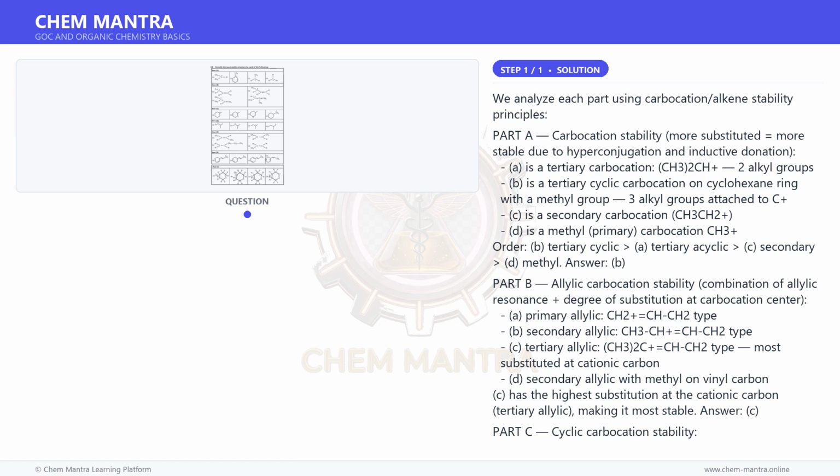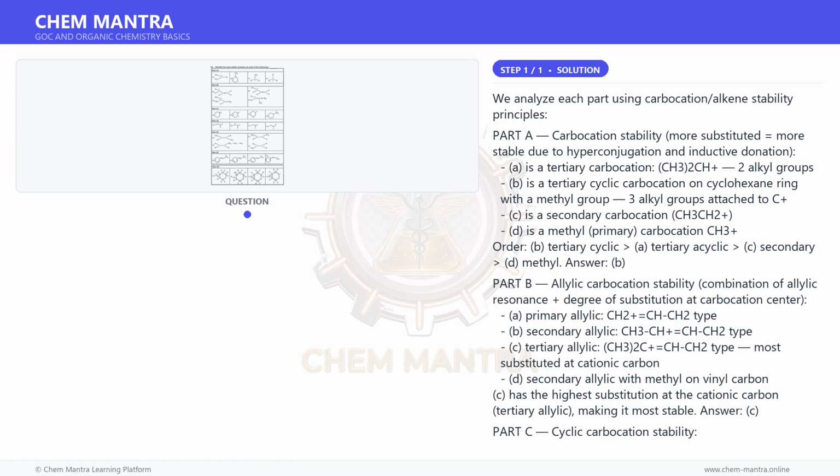Part D, carbocation stability in open chain systems. A. Primary carbocation, plus CH2 at the end. B. Secondary carbocation on a branched chain. C. Secondary carbocation, isopropyl cation, or tertiary, CH3 two, CH+. This is a secondary carbocation, but given the answer is C, it likely represents the most substituted tertiary arrangement in context. D. Secondary carbocation. Among these, C represents the most stable, secondary with the most hyperconjugative hydrogens, or effectively tertiary. Answer C.